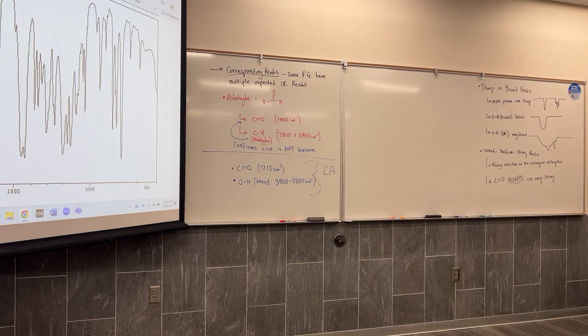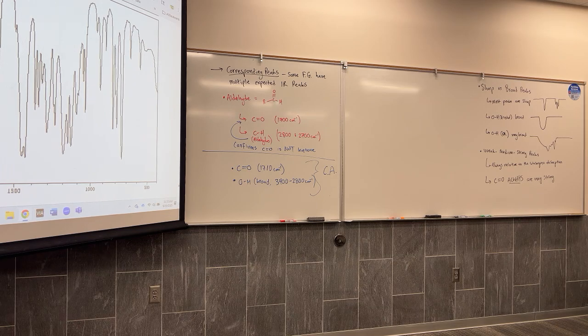Oh, okay. So, I agree with you. Right after 3,000, just underneath it, the lowest peak. Yeah, sp3 CH. And then right at 1600, that would be the aromatic ring.